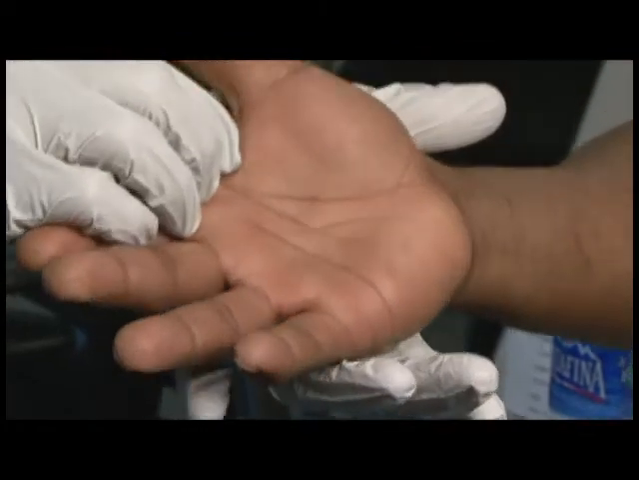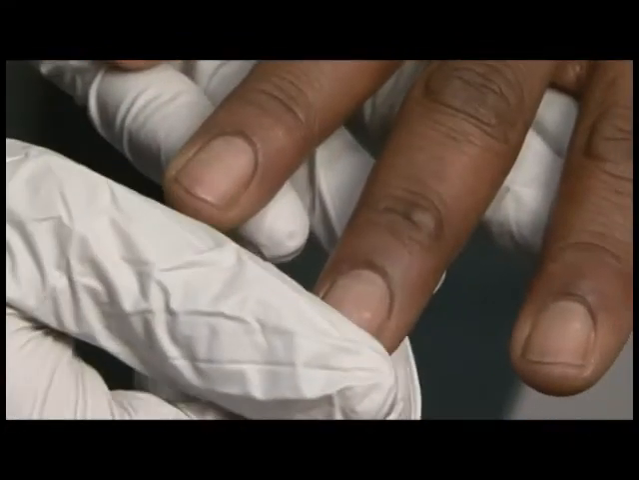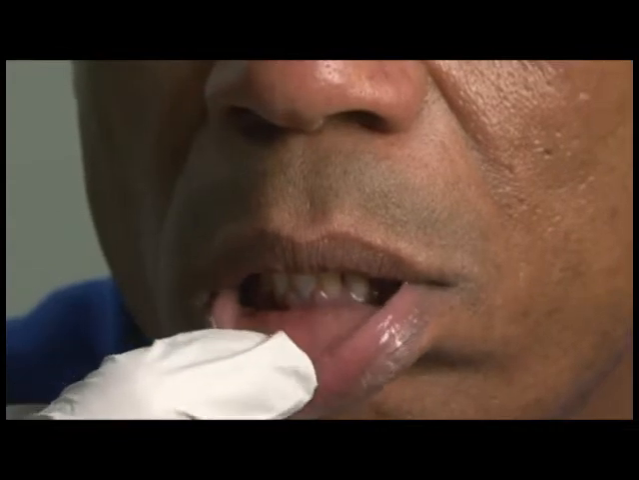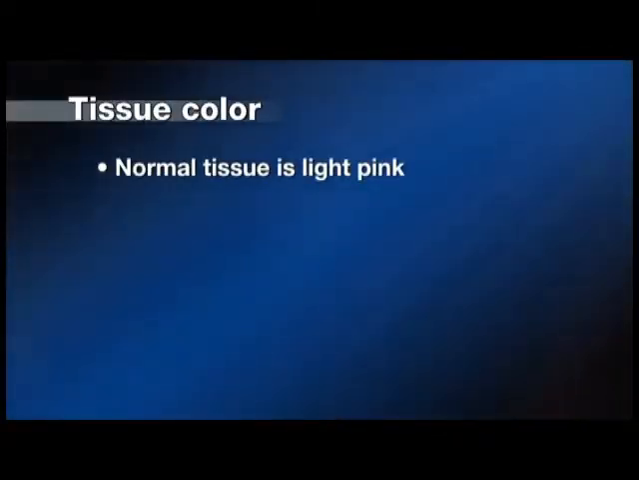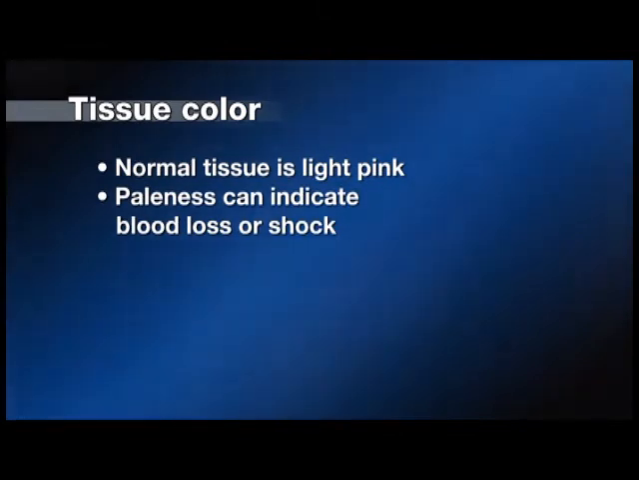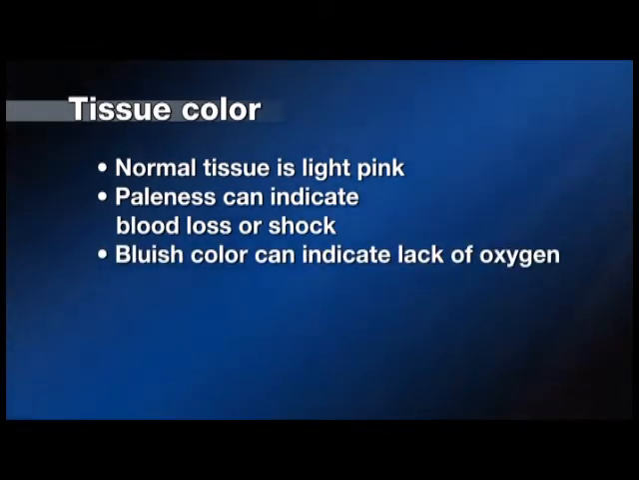Check the face for tissue color. Assess the palms of the hands, fingernails, or inside the lip of a dark-skinned person. Tissue color depends on the amount of blood circulating below the skin. Normal tissue color is light pink. Paleness can indicate blood loss or shock. A bluish color can indicate a lack of oxygen.